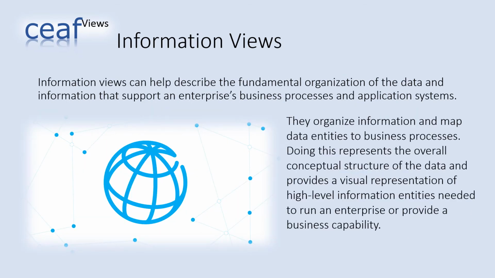Information architecture describes the fundamental organization of the data and information that support business processes and application systems. These views deal with the fundamental organization of data and information and the principles guiding their detailed design and evolution. As such, information architecture in the EA context is at a high level and is mainly concerned with the overall coherence of data and information at the enterprise level.